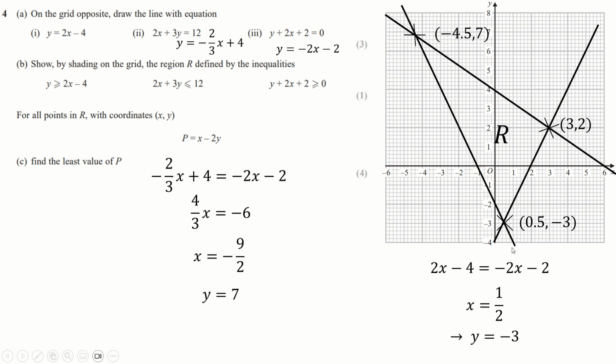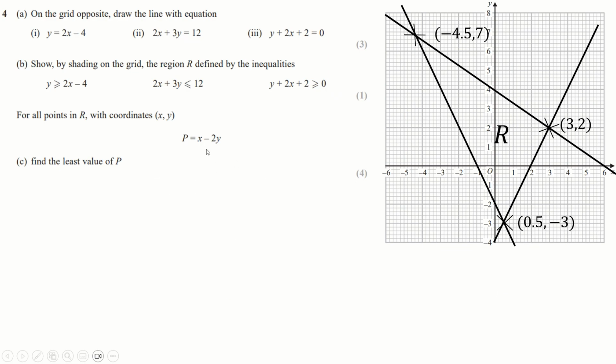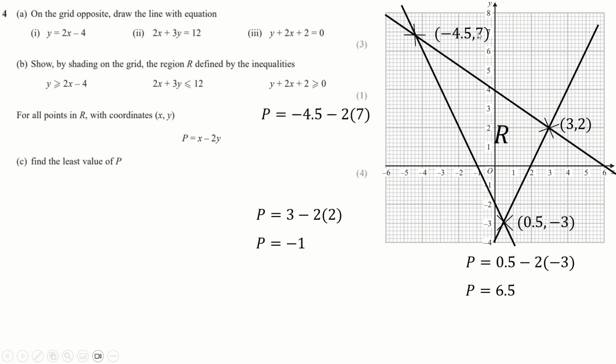So those are the 3 vertices, and now just put those x, y coordinate pairs into here and find which one gives you the smallest p-value. So if you put x as 0.5 and y is minus 3 in here, you get this. So that's our first value. If you put x as 3 and y is 2 into here, you get that. And if you put x as minus 4.5, y is 7 into here, you get the smallest one. And so that's the least value.